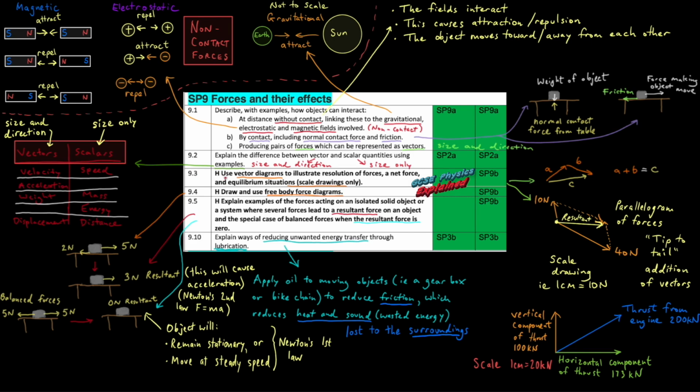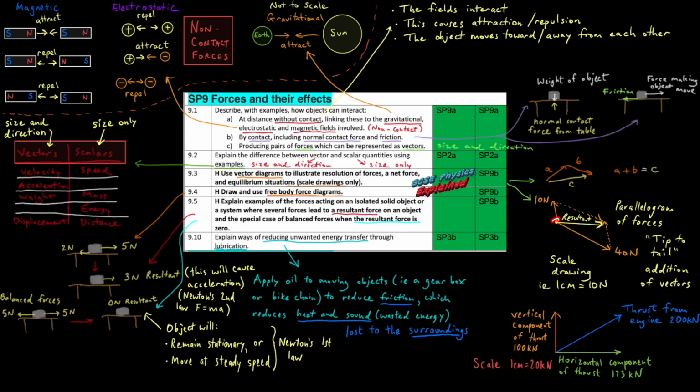9.3. Higher only. Use vector diagrams to illustrate resolution of forces, a net force and equilibrium situations using scale drawings only. So in other words, if you've got one vector with the size and direction, let's call it A, and then another vector B. If you add A to B, you'll end up with C, which is the resultant. Now let's see how that gets applied with scale drawings.